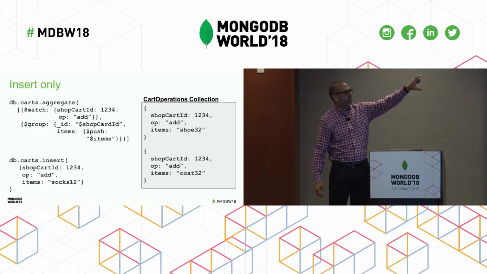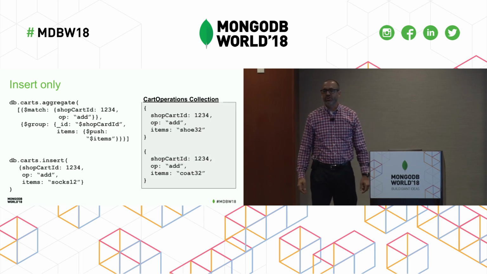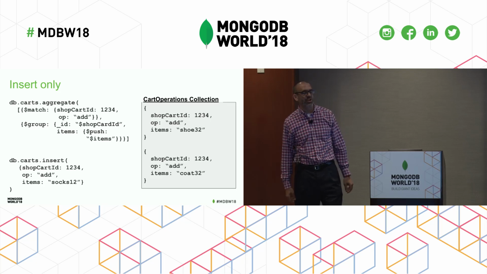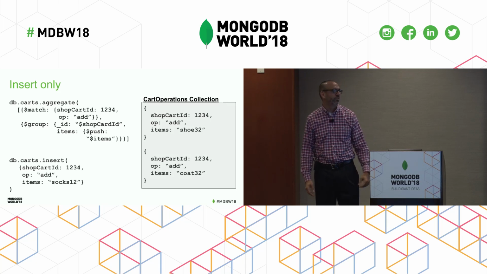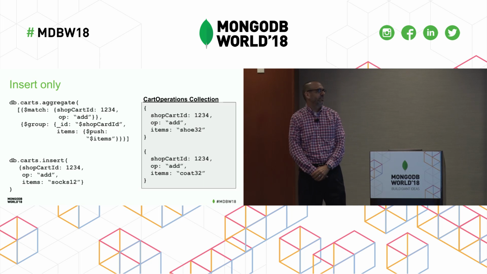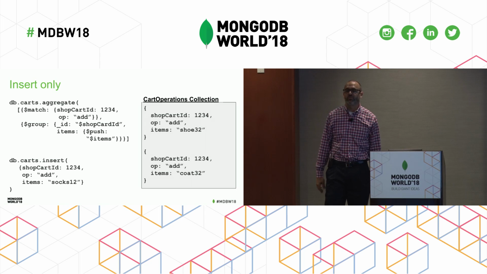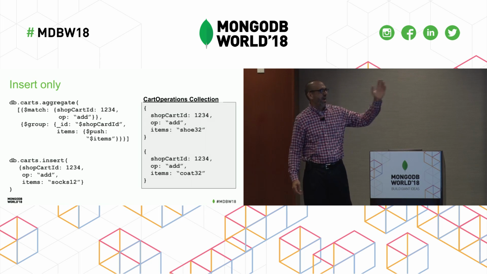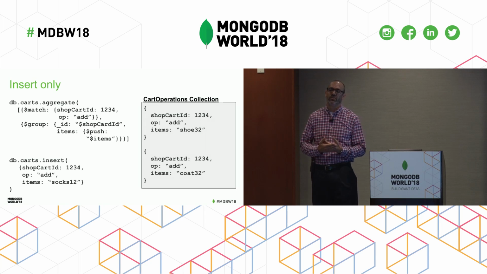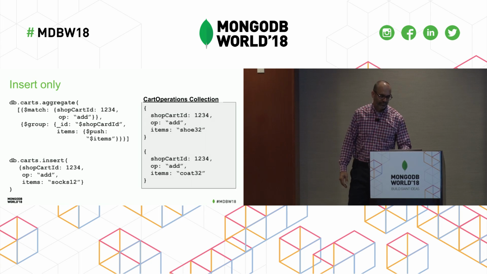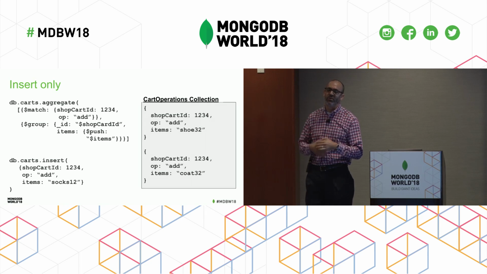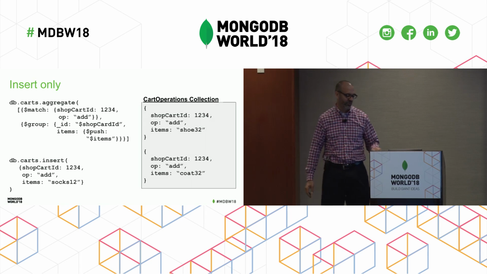And then if we want to display the shopping cart on the screen, we need to apply all of these changes and build the shopping cart. In the upper left-hand corner, we have the aggregate query that finds all of the changes that were made to the shopping cart, builds the shopping cart document, and returns it back to the end user. So that's an example of how you can take code that was designed for using updates and convert it into insert only.